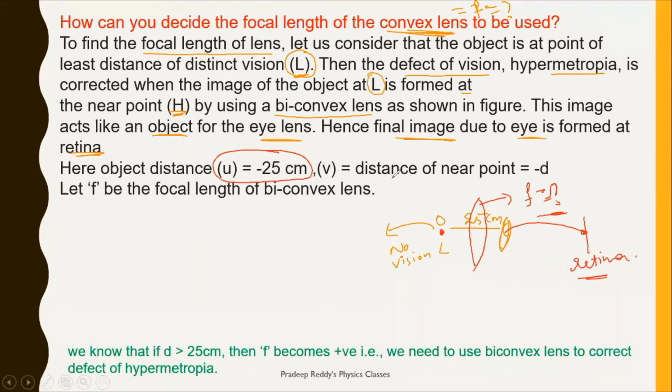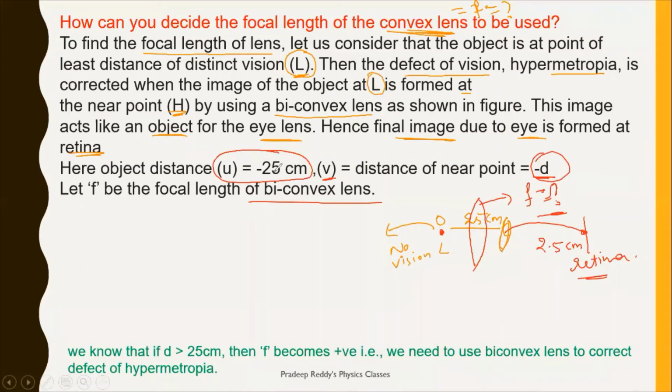And v, which is the distance of the near point, is minus d, and f will be the focal length of the biconvex lens. So where you are getting the image is exactly on this distance, that is 2.5 centimeter.